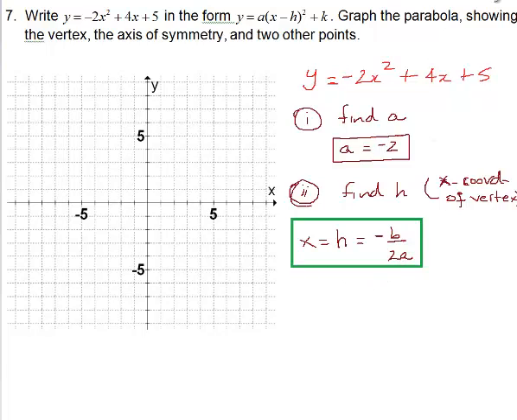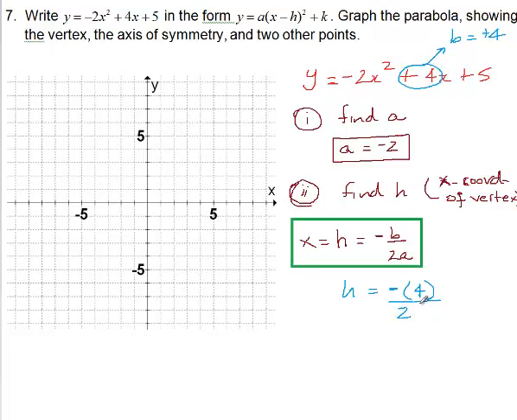Alright, so let's continue with this step. Therefore h is equal to minus b. Now what's b? B is the coefficient of the x term. There's b right there when it's in this form. So b is equal to positive 4. Now we already know what a is. A is the coefficient of the x squared term, that's negative 2. So it's minus from the formula. I always put it in brackets, just force of habit, good habit.